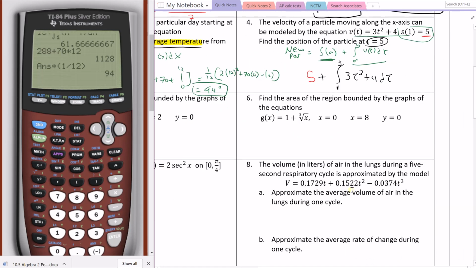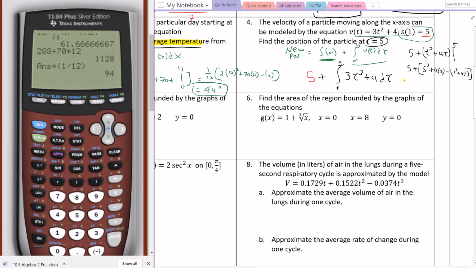It's basically going to be, this 5 is going to keep being there, so it's going to be 5 plus, we need to integrate this. The integral of that is t to the third. After some simplification, 3t cubed over 3 is t to the third plus 4t. And this is being evaluated from 1 to 5. So it's going to be 5 plus 5 to the third plus 4 times 5 minus 1 to the third plus 4 times 1.